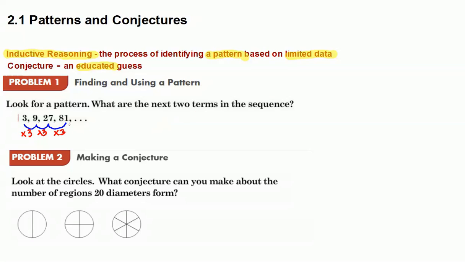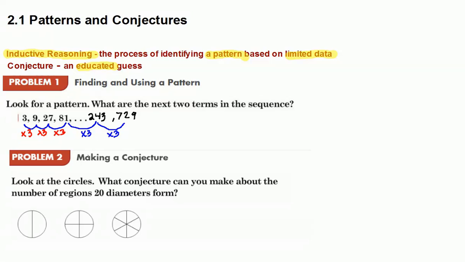So if they want the next two terms, I'm going to take this pattern and do it twice. I'm going to figure out the next value and then the value after that. The first value is to take 81 and multiply that times 3. When we multiply that times 3, we're going to get a value of 243. If I continue the sequence, I multiply that number by 3, and I'm going to end up with 729. So this would be me using a pattern and coming up with a conjecture, which is an educated guess based on the limited data that I have.